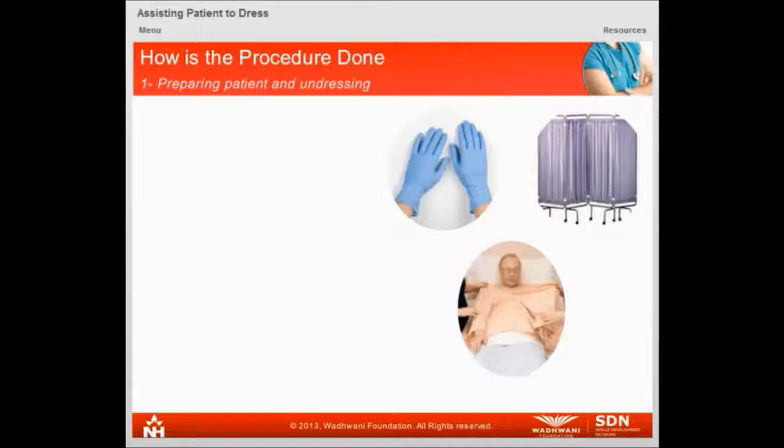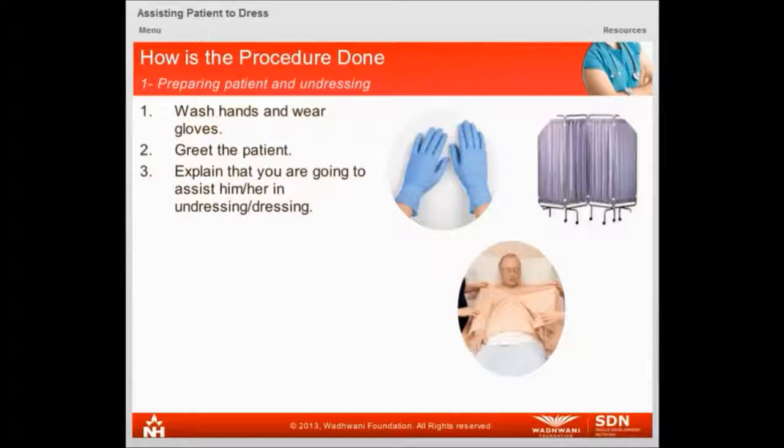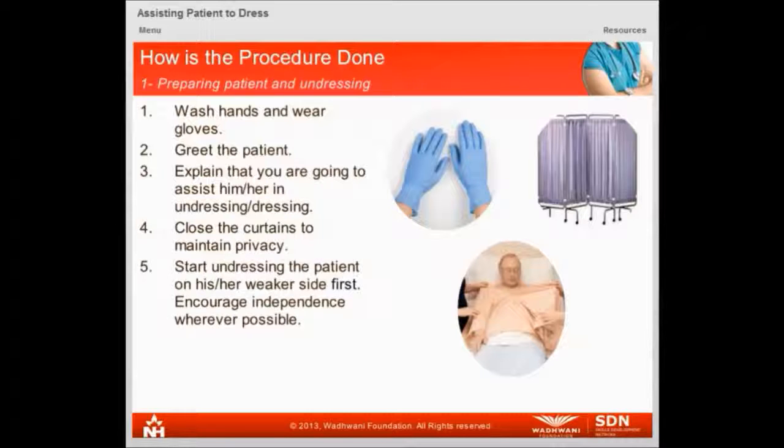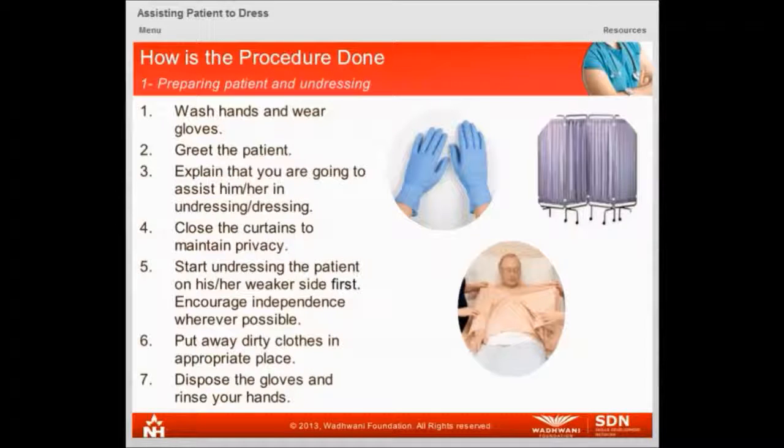Let us understand how the procedure is done. 1. Preparing the patient and undressing. 1. Wash hands and wear gloves. 2. Greet the patient. 3. Explain that you are going to assist him or her in undressing or dressing. 4. Close the curtains to maintain privacy. 5. Start undressing the patient on his or her weaker side first. Encourage independence wherever possible. 6. Put away dirty clothes in the appropriate place. 7. Dispose the gloves and rinse your hands.